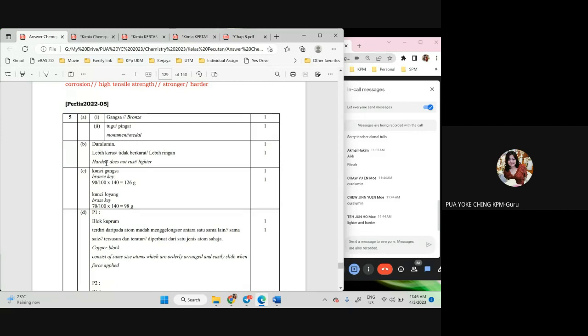Cuma depends on the answer scheme. Kalau answer scheme macam ni: Lighter / harder. No. Not harder. Lighter / stronger.